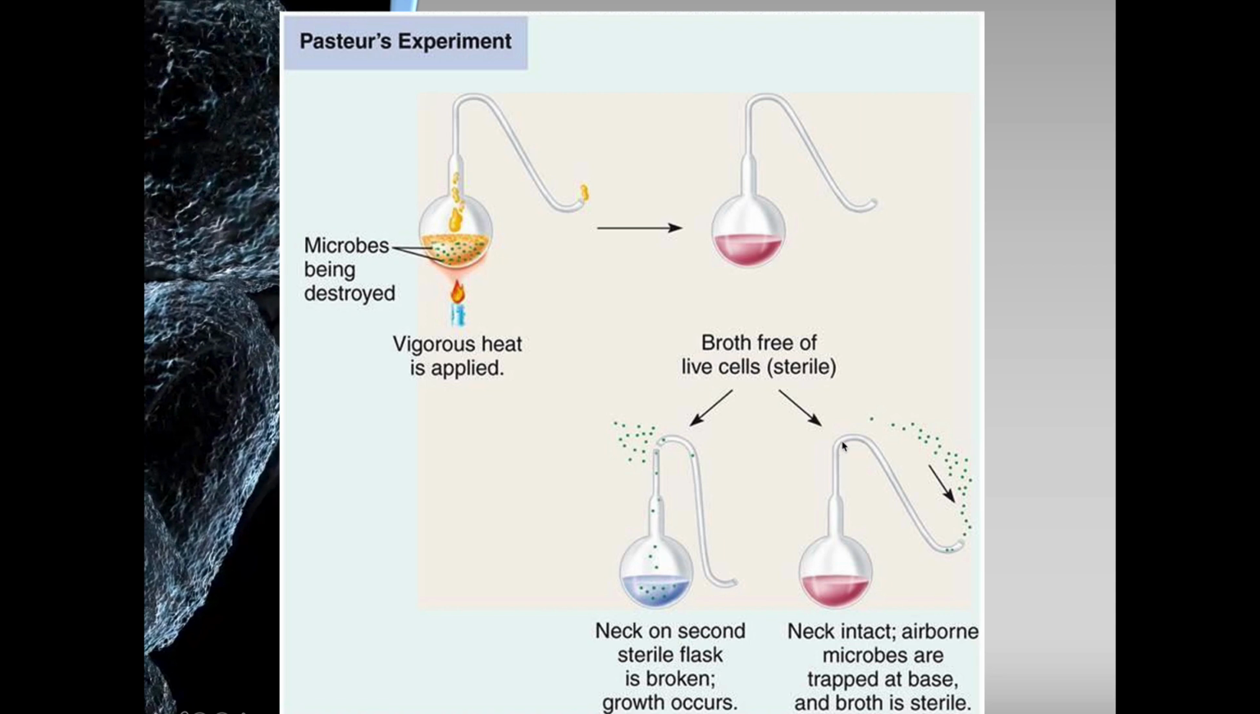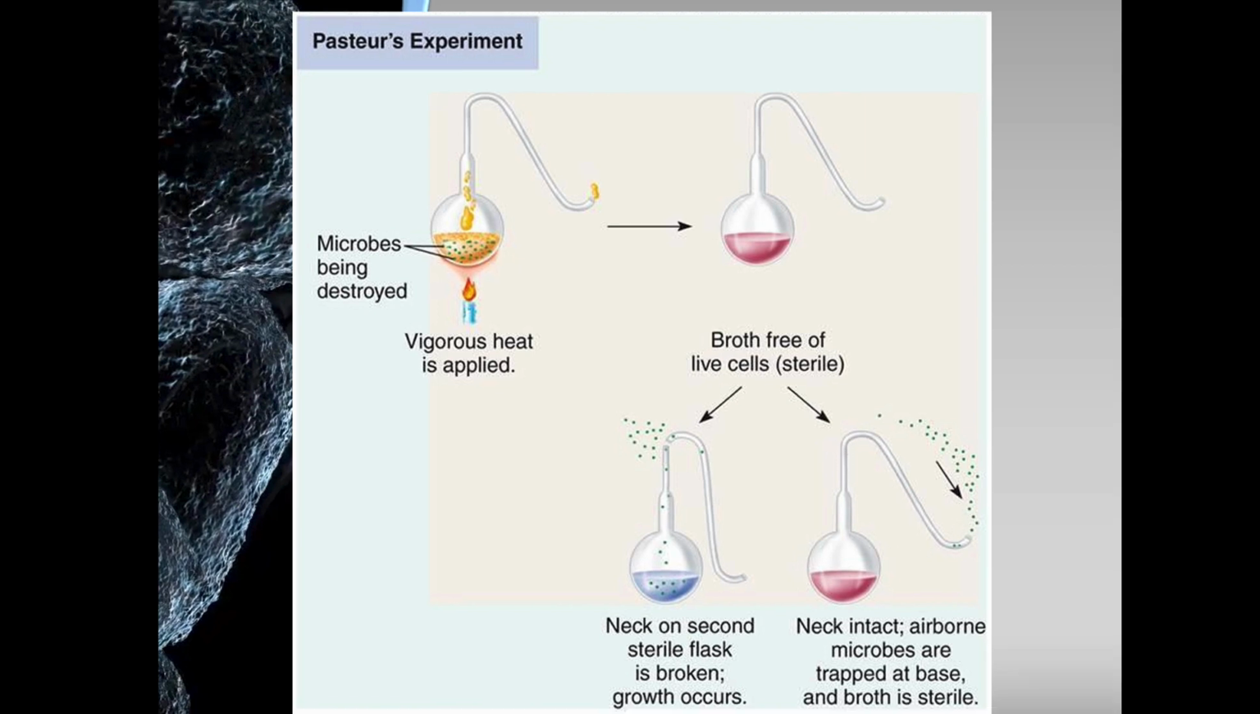Meanwhile, on what we call the swan neck flask over here, he didn't break it off, which means that anything that entered the open hole at the end would then fly in, but would be unable to crawl up this part of the swan neck flask to get to the broth on the inside. So instead, these little particles carrying the microbes would land and get stuck right here. And after a given amount of time, the sterile broth would remain completely microorganism free.